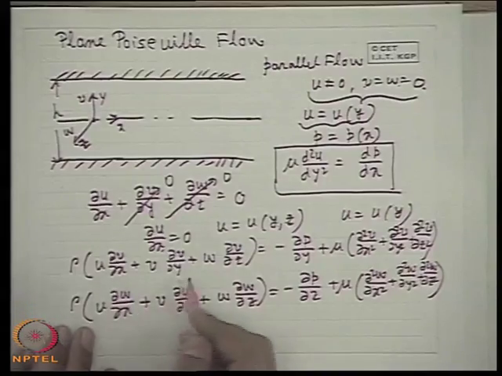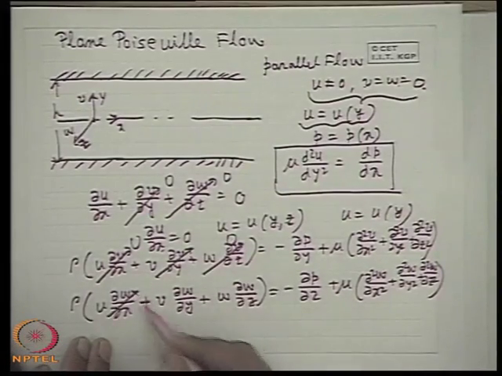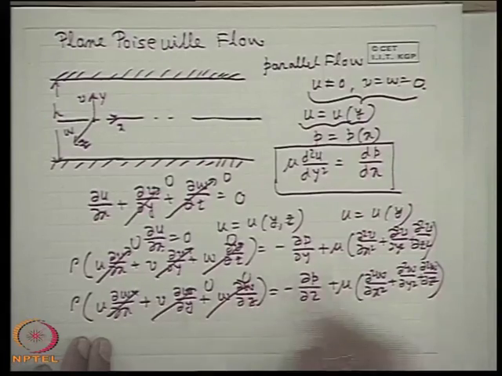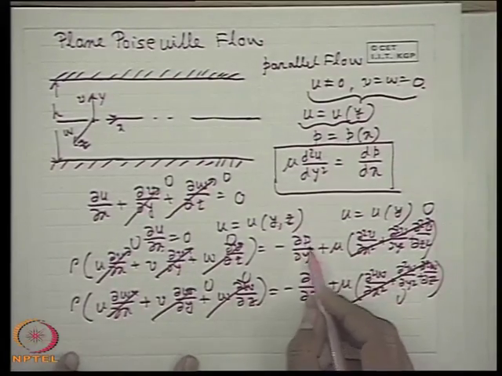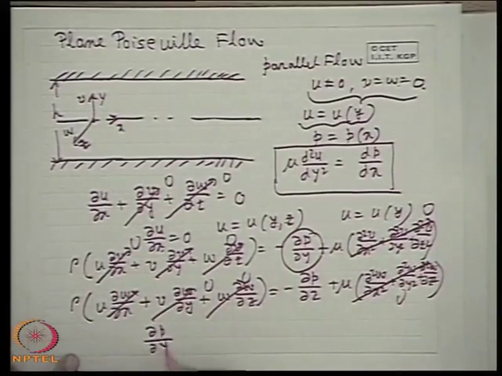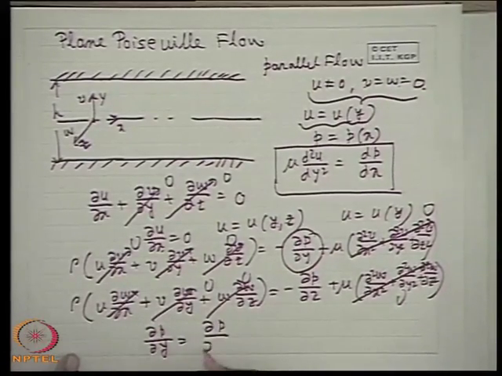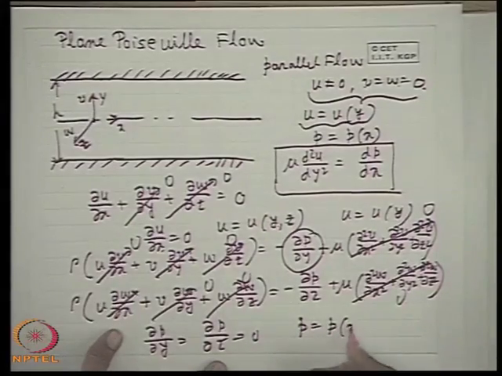Now, you see in these two directions that v and w are 0. So in both cases the entire viscous term is 0, which gives del p del y is equal to 0. From these two equations, del p del z is equal to 0. That means p is a function of x only.